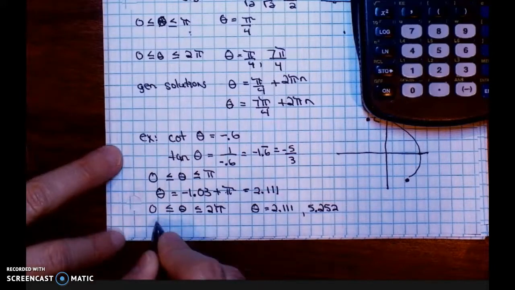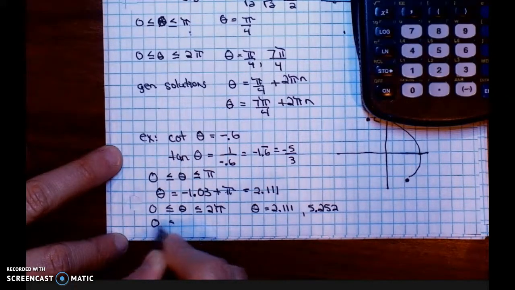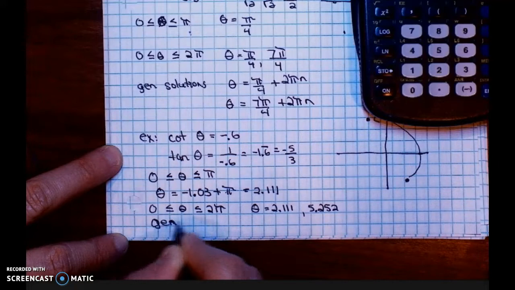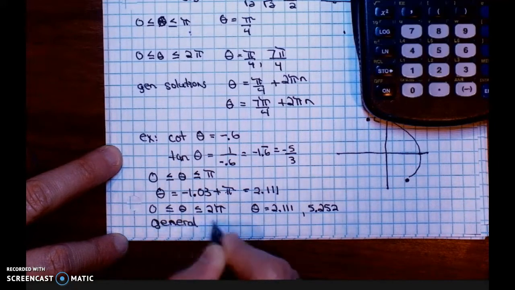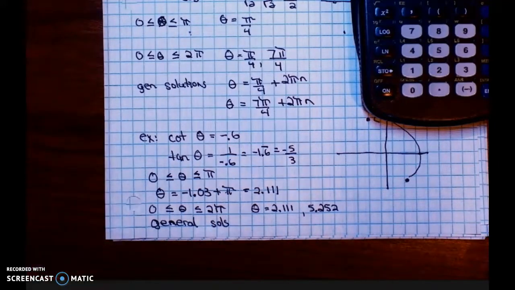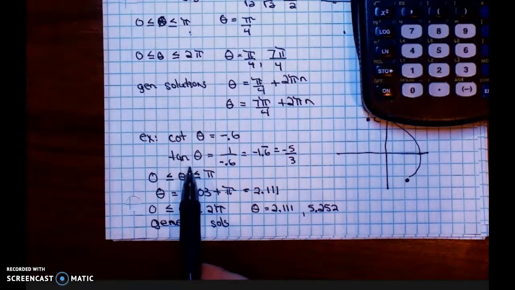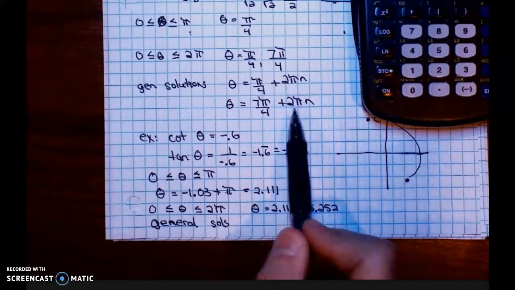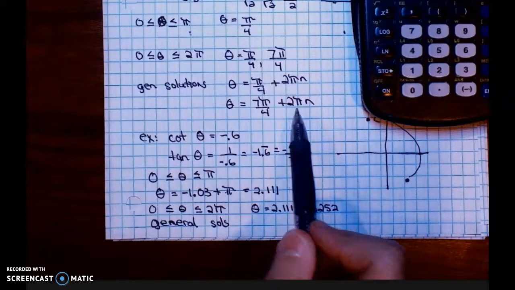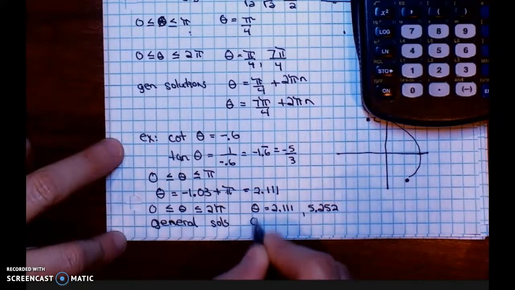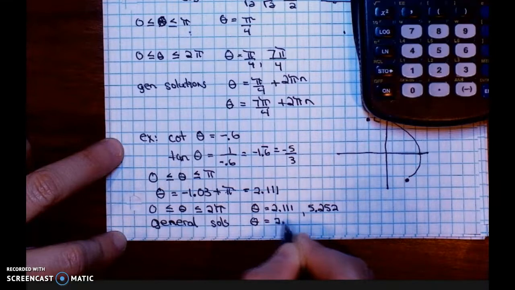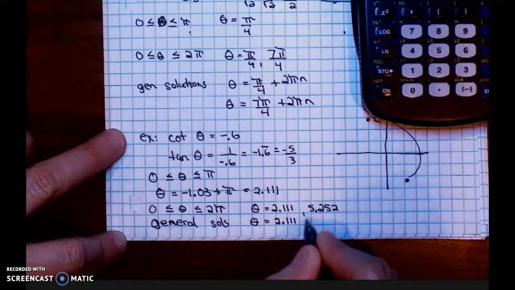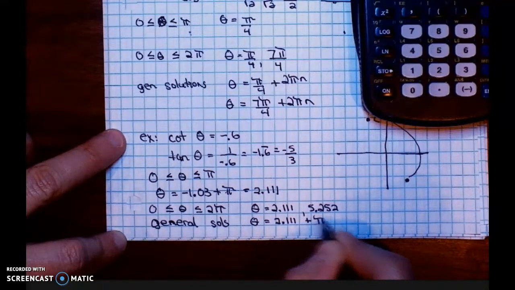If I wanted to take it one step further, and in this case they wanted general solutions, this one throws one more piece into the mix here. Remember, your period for tangent is pi. On all of these other examples, we were doing cosine or sine, so we were dealing with the period of 2 pi. That means here I can just write my general solutions as 2.11 plus pi n.